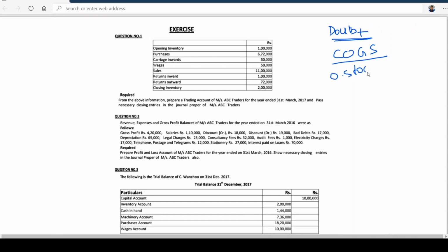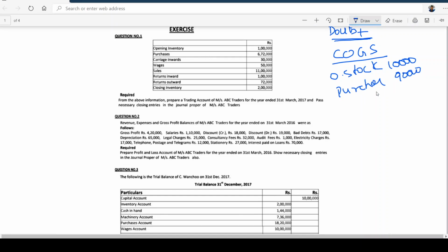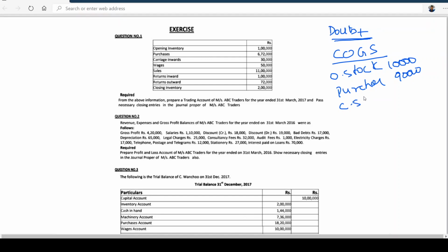Say opening stock 10,000, purchases 90,000, closing stock 20,000. Then cost of goods sold will become how much? 10 plus 90, 1 lakh, minus 20, 80,000. Let us say the sales is 1 lakh 20,000.